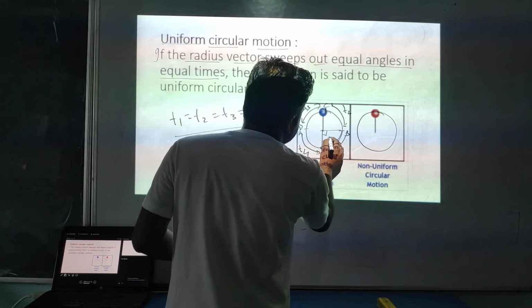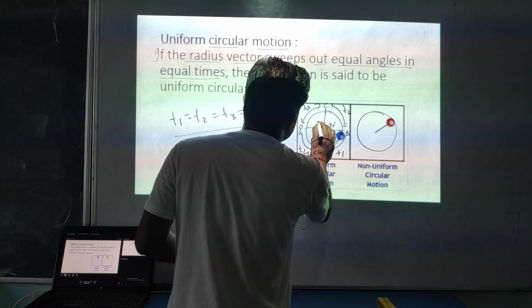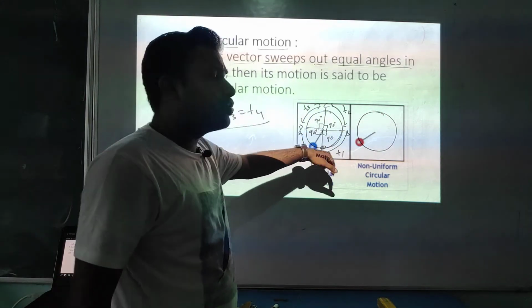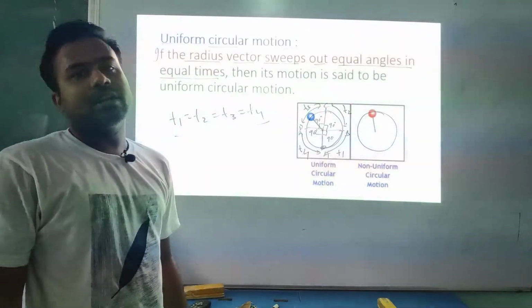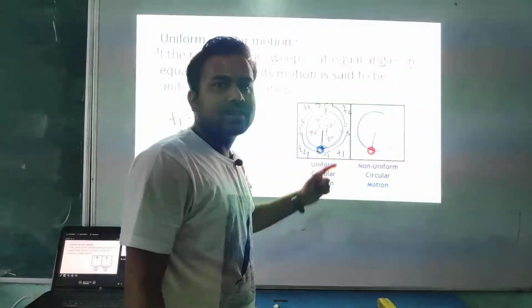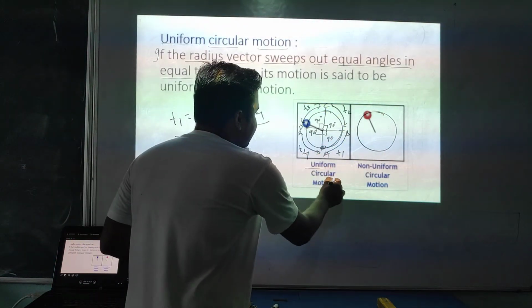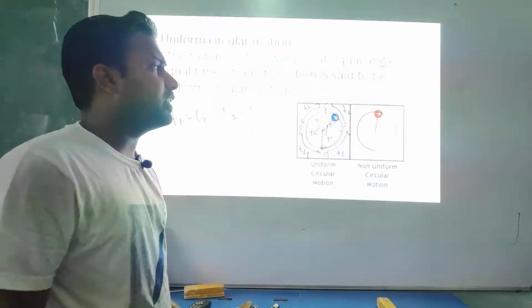Look at this, I am assuming here it's a 90-degree angle, this one is also a 90-degree angle, this one is also a 90-degree angle, and this one is also a 90-degree angle. So it's sweeping the 90-degree angle in a fixed time interval. That's why here we can say it's a uniform case. This is the uniform circular motion because it's sweeping equal angle in equal time interval.